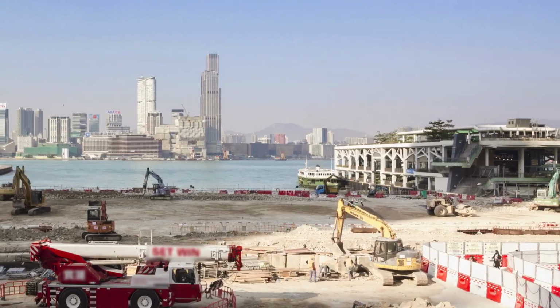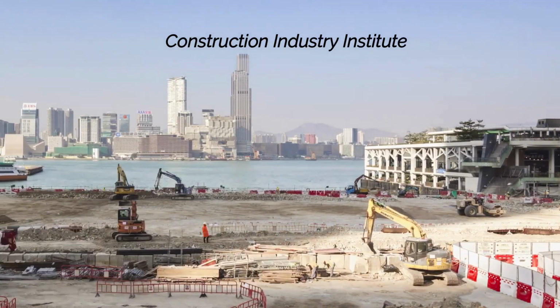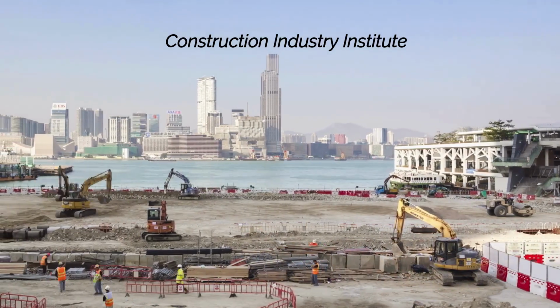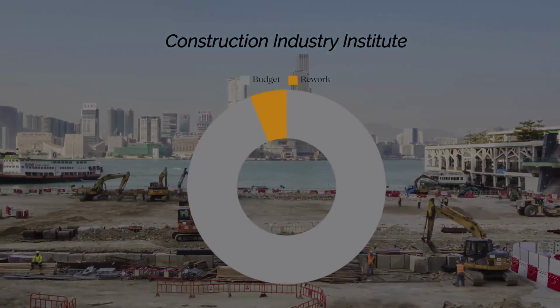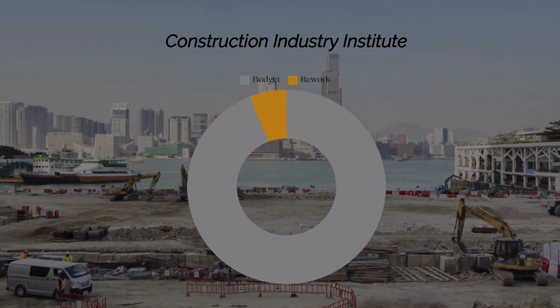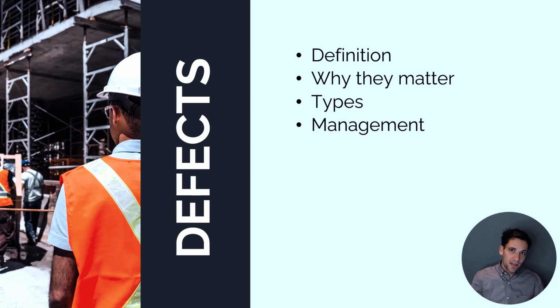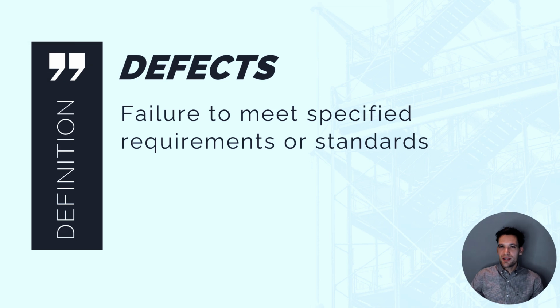According to research by the Construction Industry Institute, rework due to defects can cost between 4 to 6% of the total project budget. That's why in this video, we'll define defects, so we'll talk about what they are, why they're critical to manage as part of achieving project success, the different types of defects, and then the process to manage, eliminate, and reduce construction project defects. So starting off with the definition.